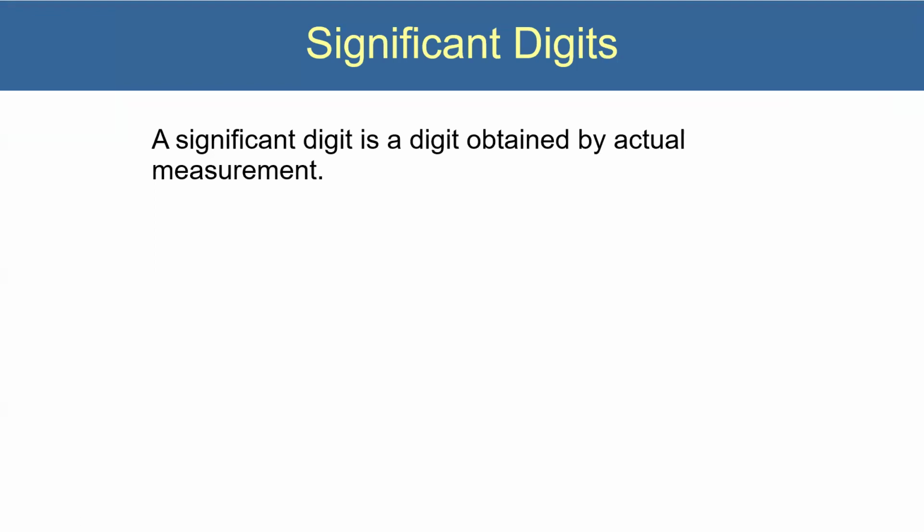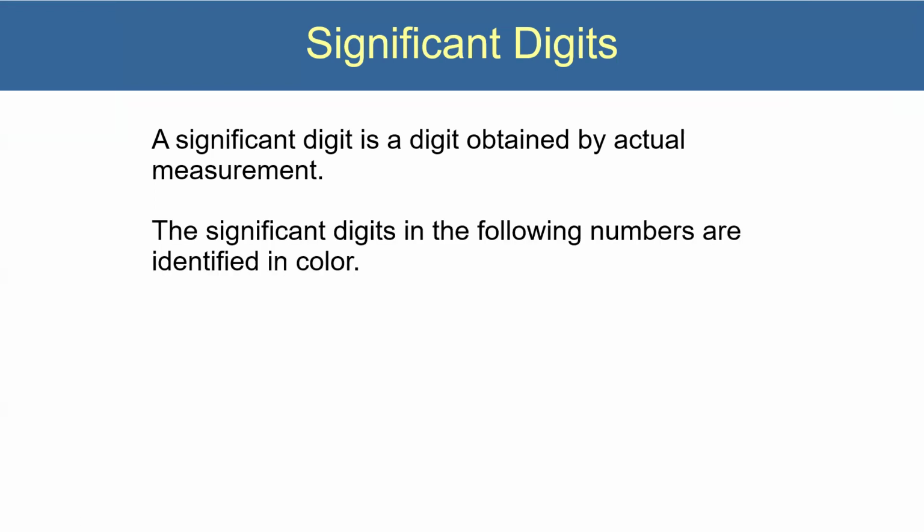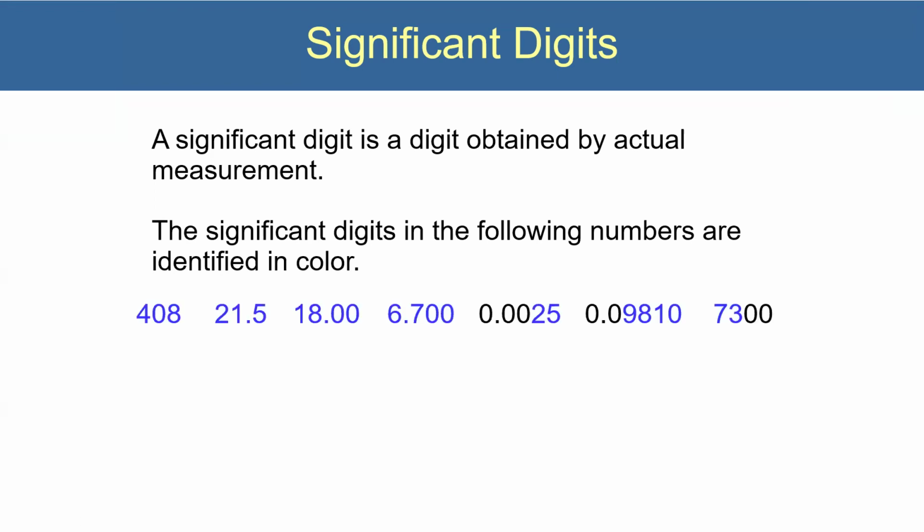Okay. A significant digit is a digit obtained by actual measurements. The significant digits in the following numbers are identified in color. So I start off here, 408. That is significant. I need to know the whole 408, the 4, the 0, and the 8. All those digits are important. 21 and a half, 21 and 5/10, all significant digits. 18 and 0 hundredths is significant. 6 and 700 thousandths, significant.